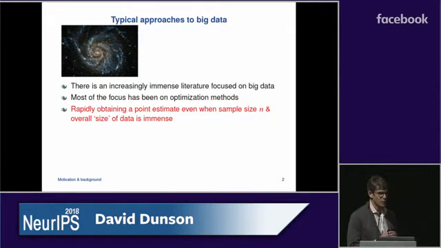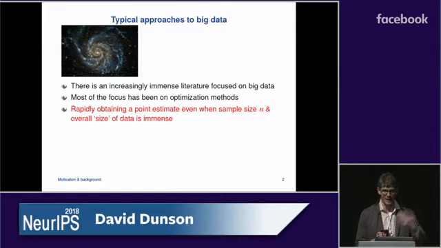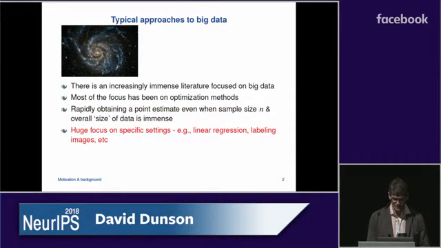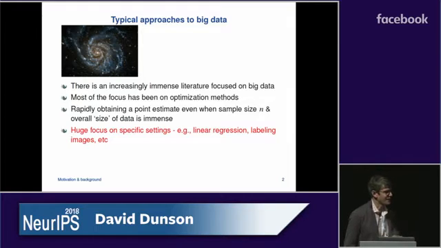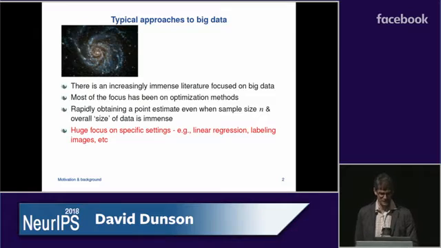So again, most of the literature on scalability is on rapidly obtaining what I might call a point estimate. It might be a point estimate for parameters or a point estimate for an input-output predictive model. Okay? And we'd like to be able to do that even when the sample size n and the overall size of the data is immense. I would also advocate for people working less in a bandwagon-y way. I would say that there's been a huge focus in statistics and machine learning on people working on very similar things, on, for example, linear regression, certain types of imaging problems, etc.